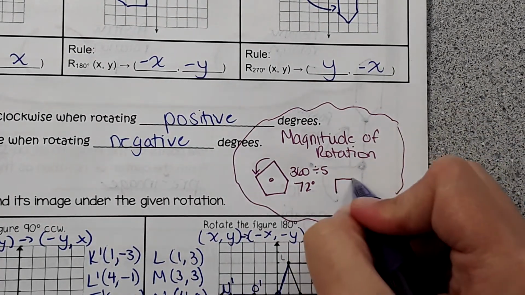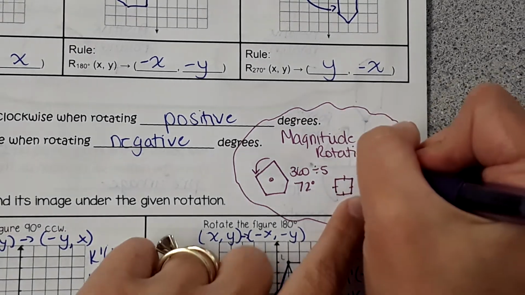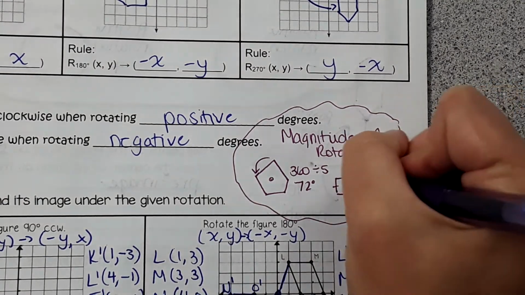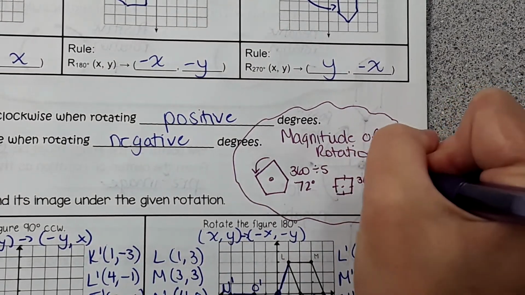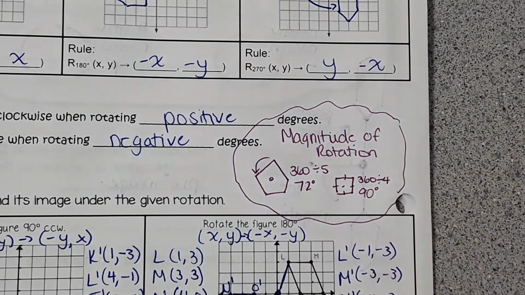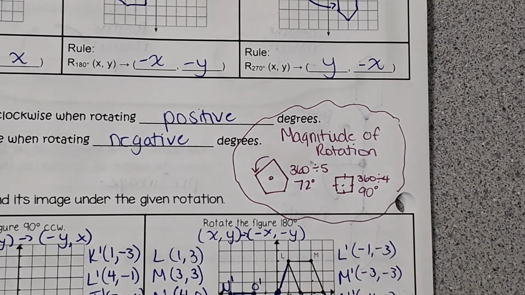Or if you had a square, again, all sides congruent, all angles the same, to figure out how many degrees it would have to turn to land on top of itself, it would be 360 divided by 4, which is 90 degrees. So that's the concept. You would just take the number of sides, take 360, and then divide by that, and you'll find that magnitude of rotation.